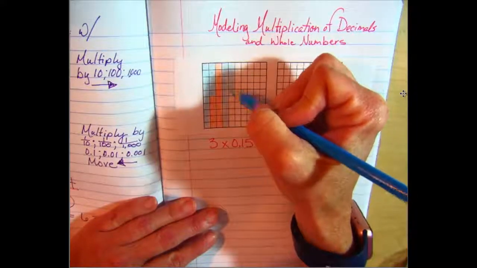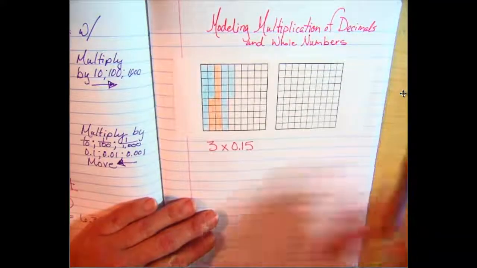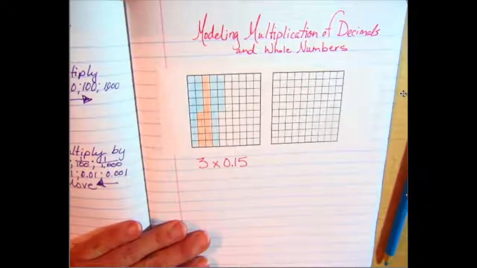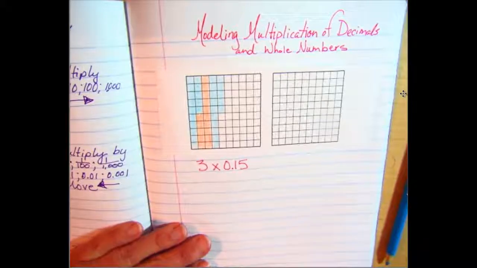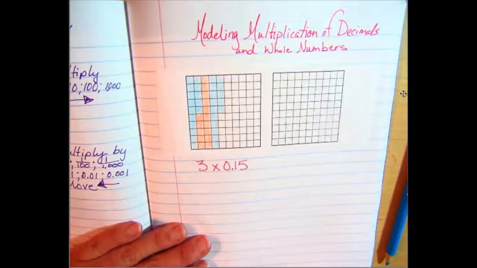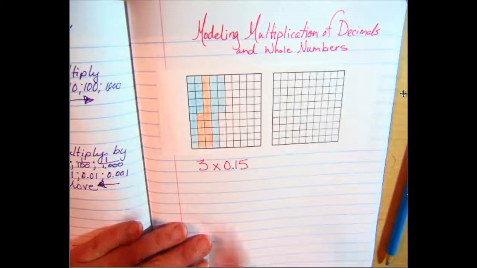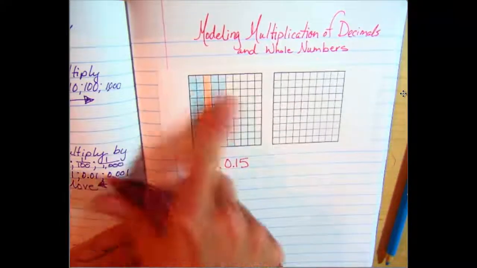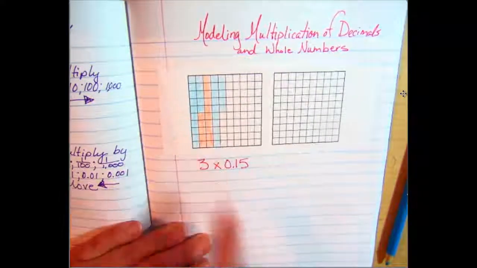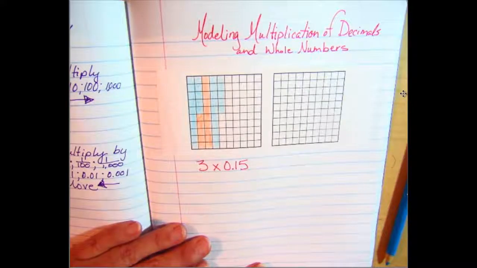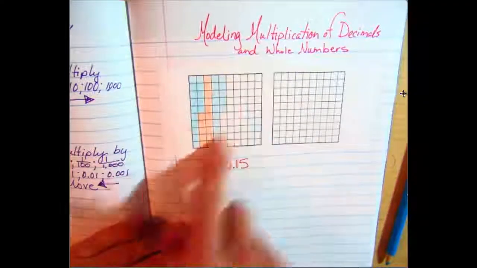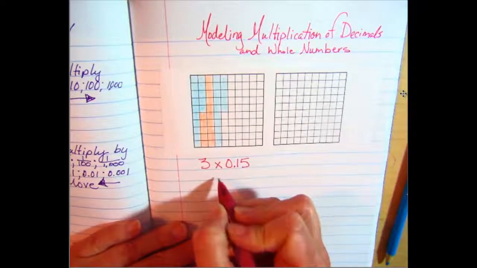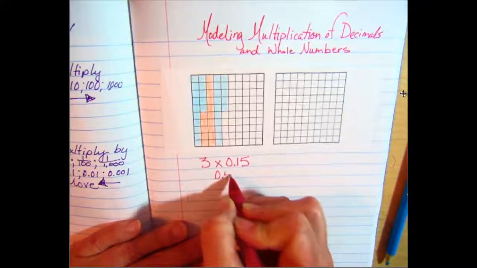This is a pretty easy concept, but I will say the kids that make mistakes on these problems are the ones that count too fast and color in the wrong number of boxes. So after I get done coloring in 3 groups of 15 hundredths, can you guys see what my product is there? How many boxes in all are colored in? 45 hundredths.